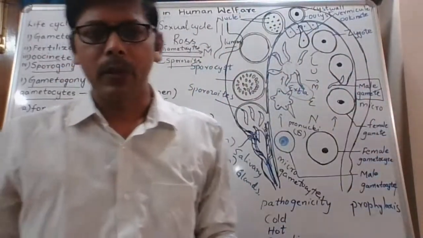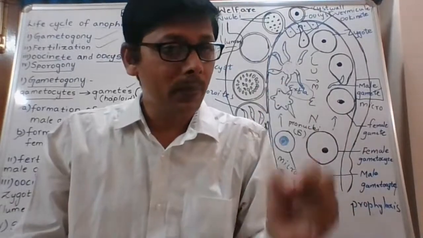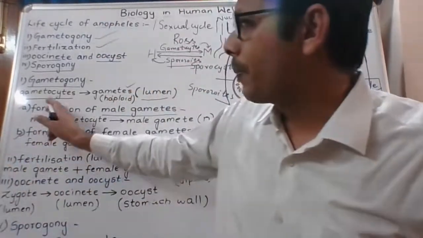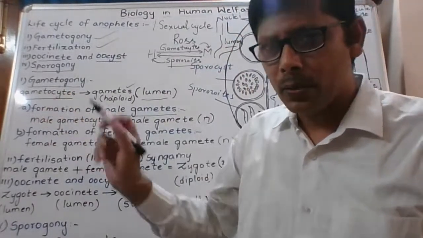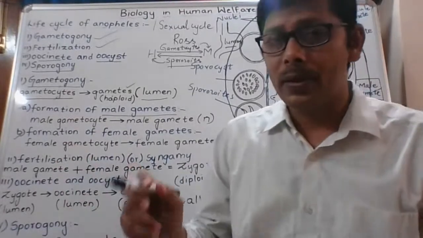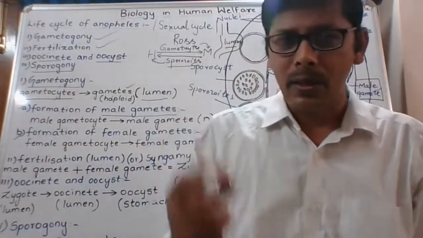Gametes are formed. This is the formation of male gametes, one of the two steps in gametogony. Gametogony has two steps. One is the formation of the male gamete. Now we take the formation of the female gamete, which is a little bit easier.